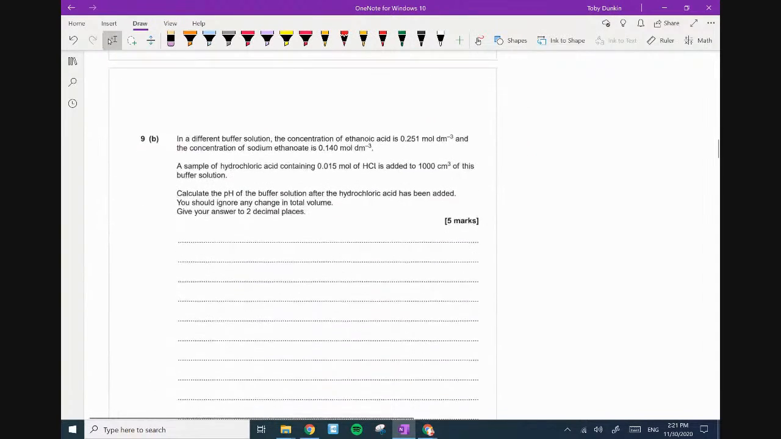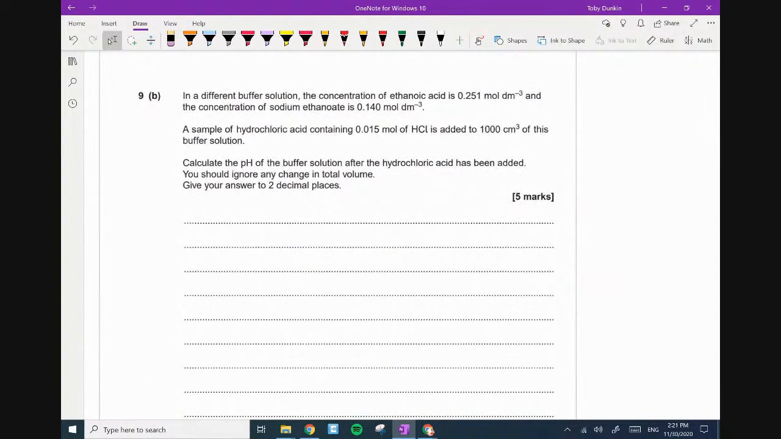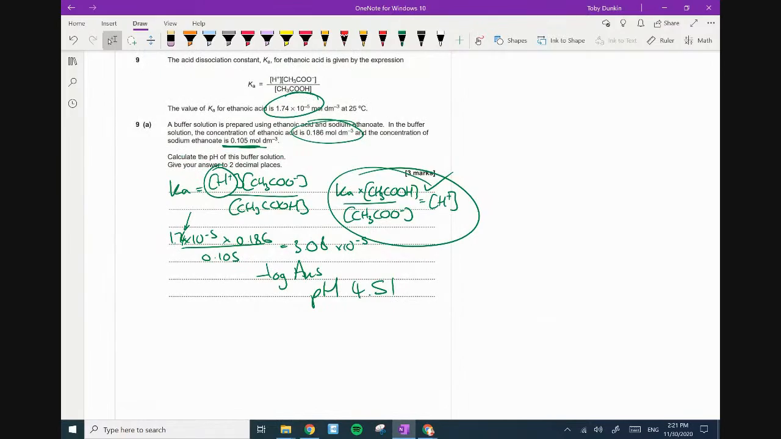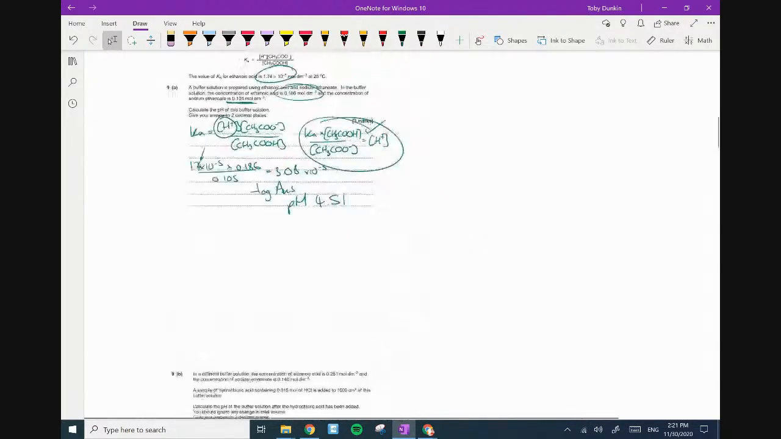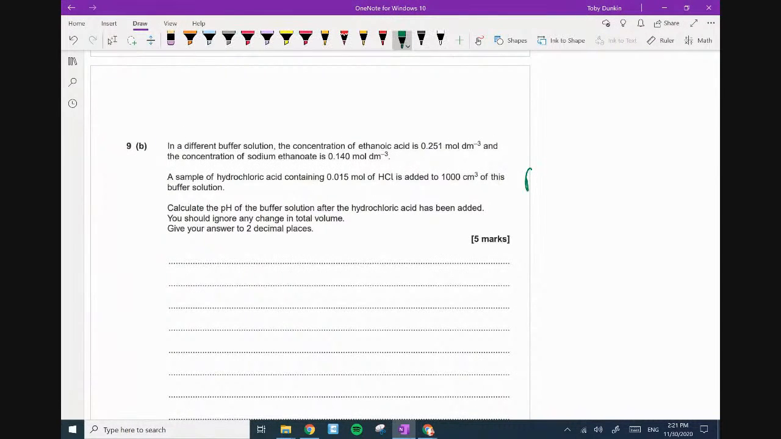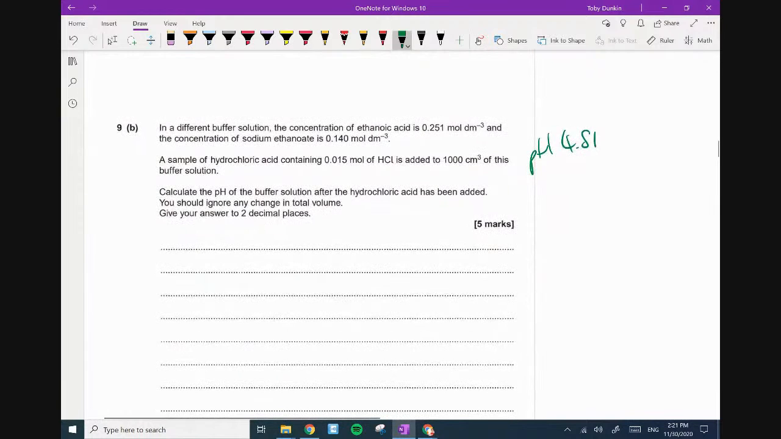Next. Oh, no. And that's why they gave us an easy one. Okay, breaking buffers. Oh, I've got to keep hold of all these numbers. Okay, first of all, pH 4.51. Supposed to keep that over there. Okay, in a different buffer, hang on. Well, no. It's a different buffer solution.